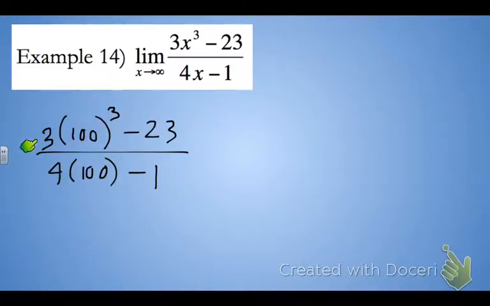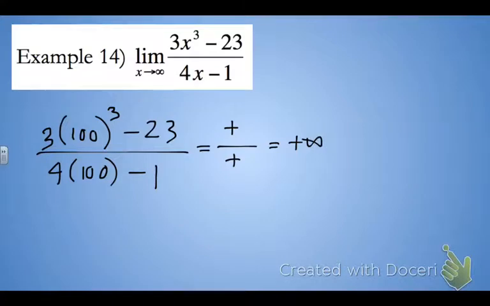100 cubed times 3 is a very, very large positive number. If I subtract 23 from that, it's not even going to make a dent in that number. So this numerator is definitely going towards a positive value. In the denominator, I have 4 times 100 minus 1. And again, 400 minus 1 is definitely a positive number as well. Maybe not growing as rapidly as the numerator, but that just goes to show you that it's going towards a huge number on the top and maybe a smaller version of that on the bottom. So we have a positive divided by a positive. Therefore, this is going towards positive infinity.